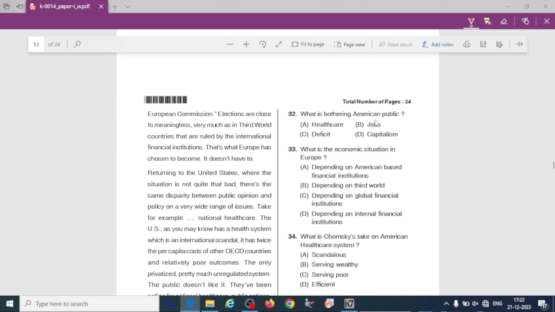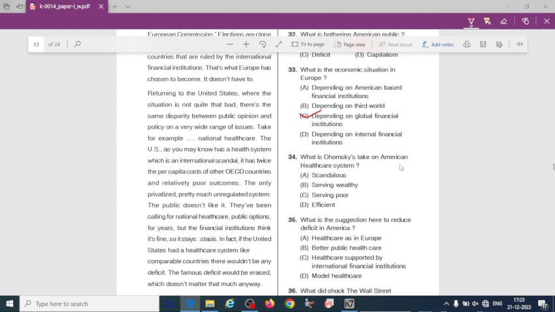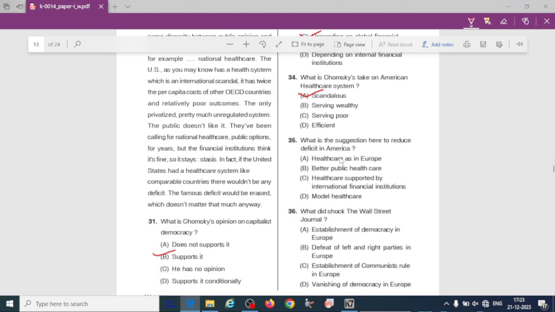What is bothering the American public? 32, it is going to be B. Jobs. What is the economic situation in Europe? Option C. Depending on global financial institutions. What is Chomsky's take on the American healthcare system? A. Scandals. What is the suggestion here to reduce the deficit in America? Healthcare. 35 option A, healthcare as in Europe.